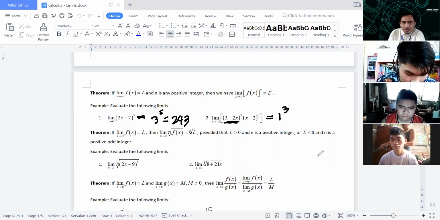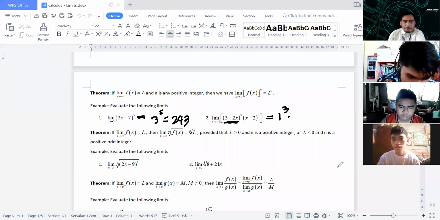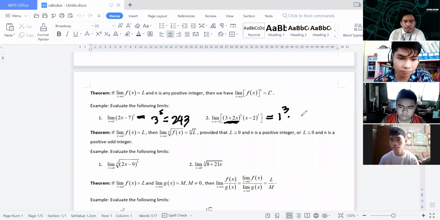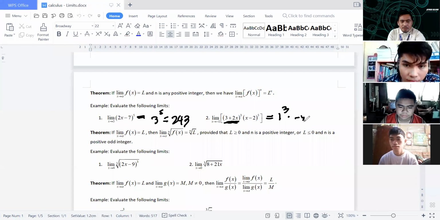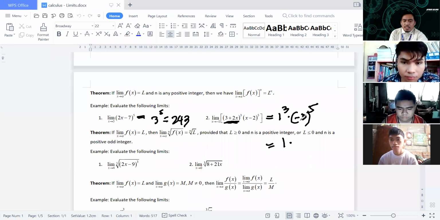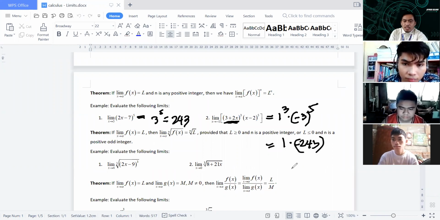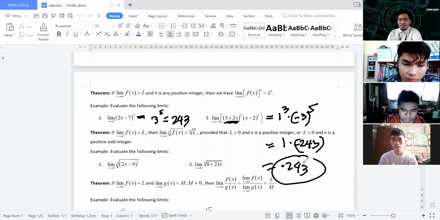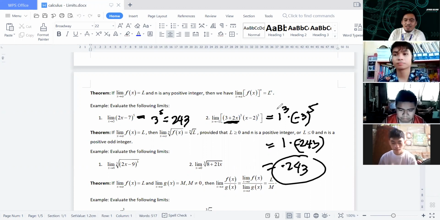Next, the other one. Negative 3, sir. Negative 3 raised to 5. Since it is raised to 5, an odd power, the answer will also be negative: negative 243. So the answer of the first is 1, and the second is negative 243. So if you multiply them, it's negative 243. Right?